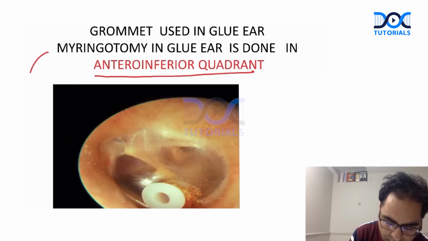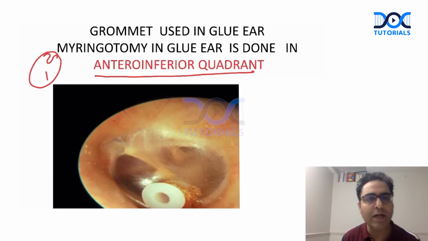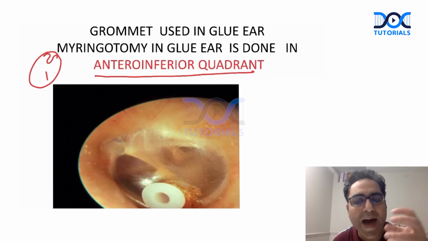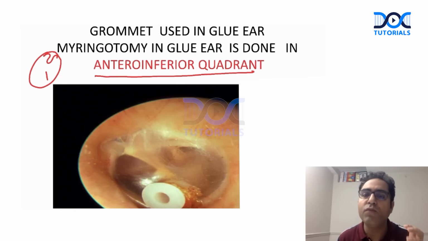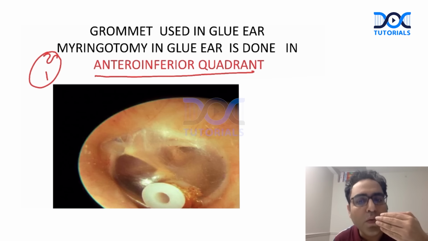This is your tympanic membrane. Where do you give the cut? In the anterior-inferior quadrant. This surgery is called myringotomy. You suck the glue out. In the same hole, you put the grommet. Within a few months, nature will push the grommet out. You don't need to remove the grommet.